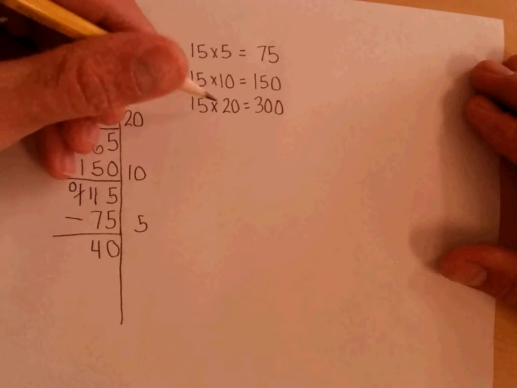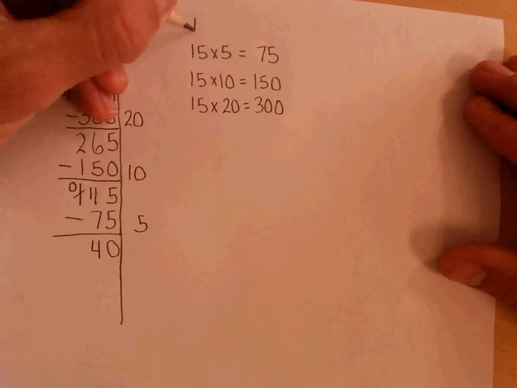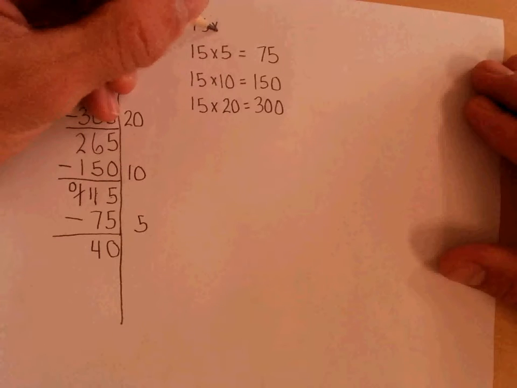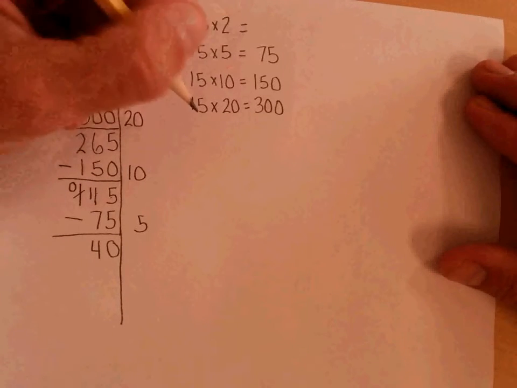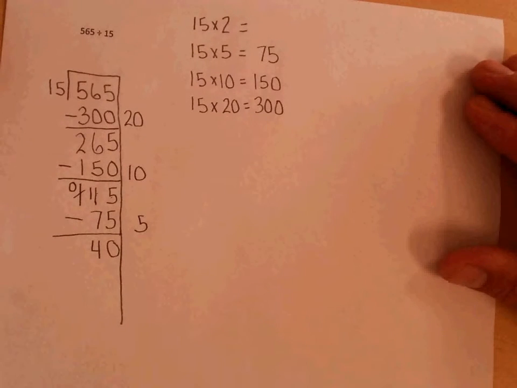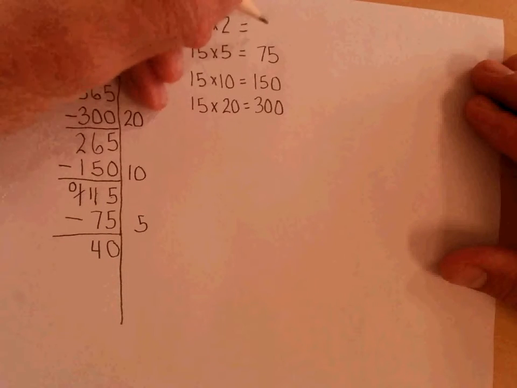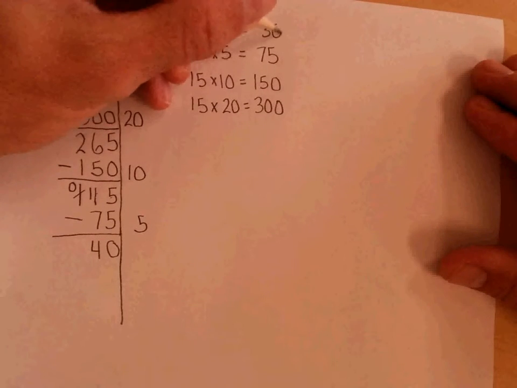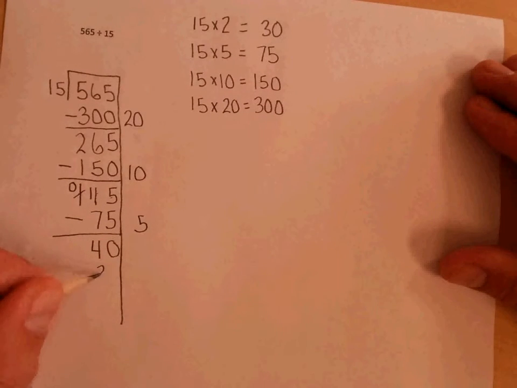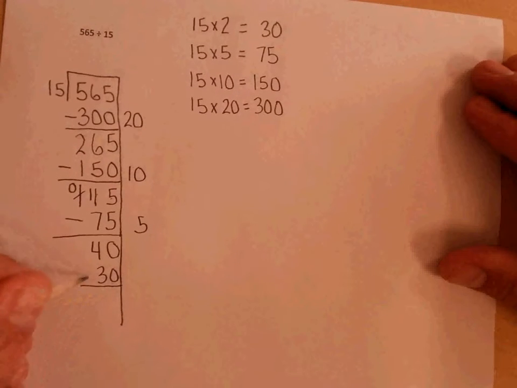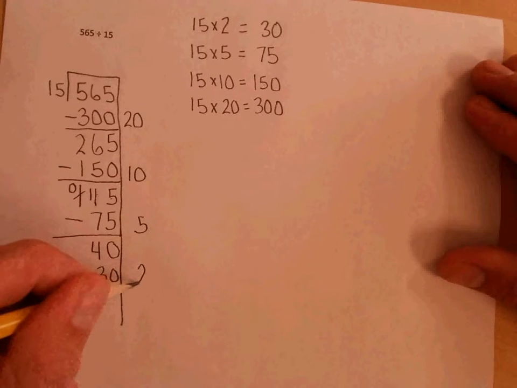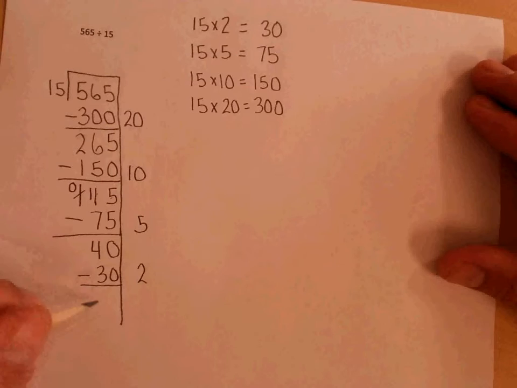I know that 15 times 2 equals 30 by figuring out what is 15 times 20. So I'm going to go ahead and put 30 right here. I'm going to bring 30 over here. I also want to make sure to write 2 here and line that up with the 5. I'm going to subtract. That is 10.